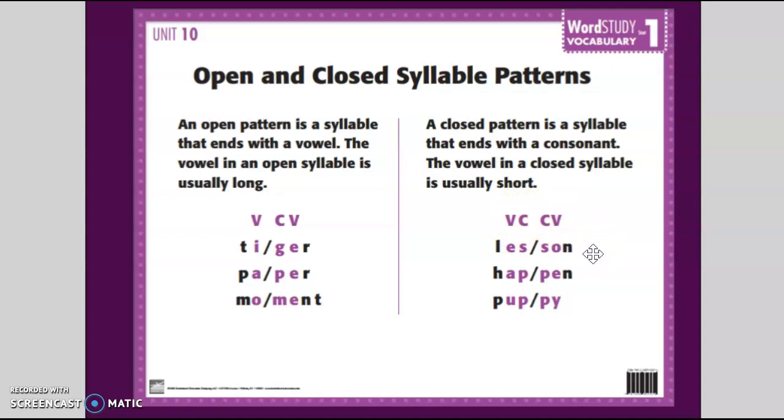Divide your word into syllables. Lesson. Mark where you would make your division, and now you can see that you have a vowel, consonant, consonant, vowel. Happen. Vowel, consonant, consonant, vowel. Puppy. Vowel, consonant, consonant, vowel.